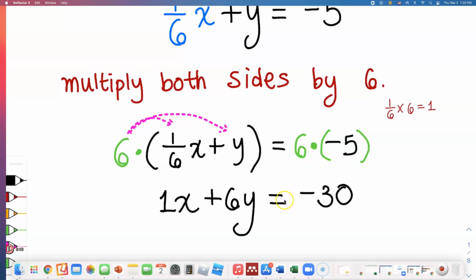All the terms are in the right place. x and y on the left, number on the right. And all these coefficients and the constant, 1, 6, and -30, are integers. So this is where we stop for this problem.